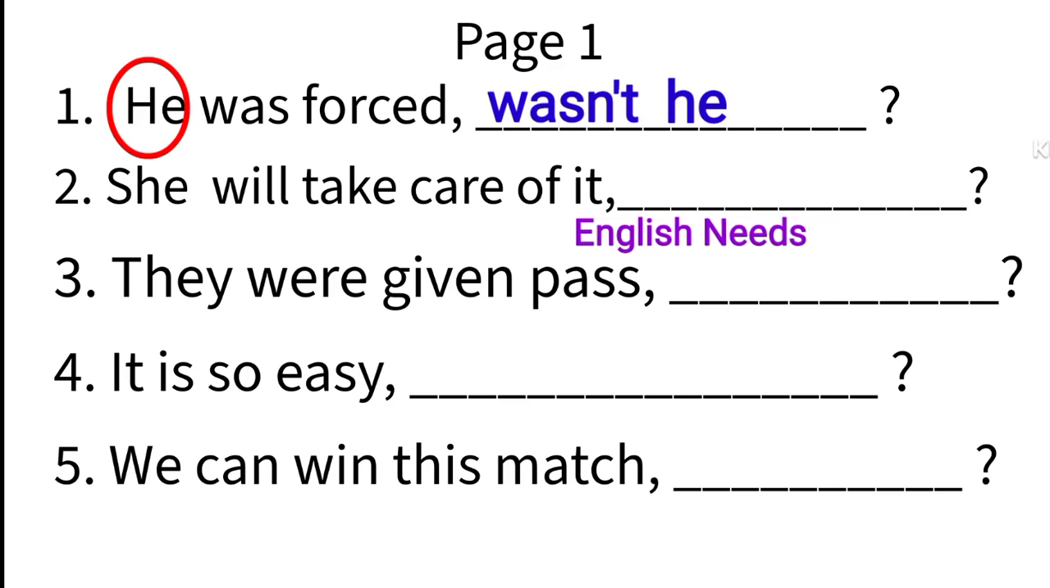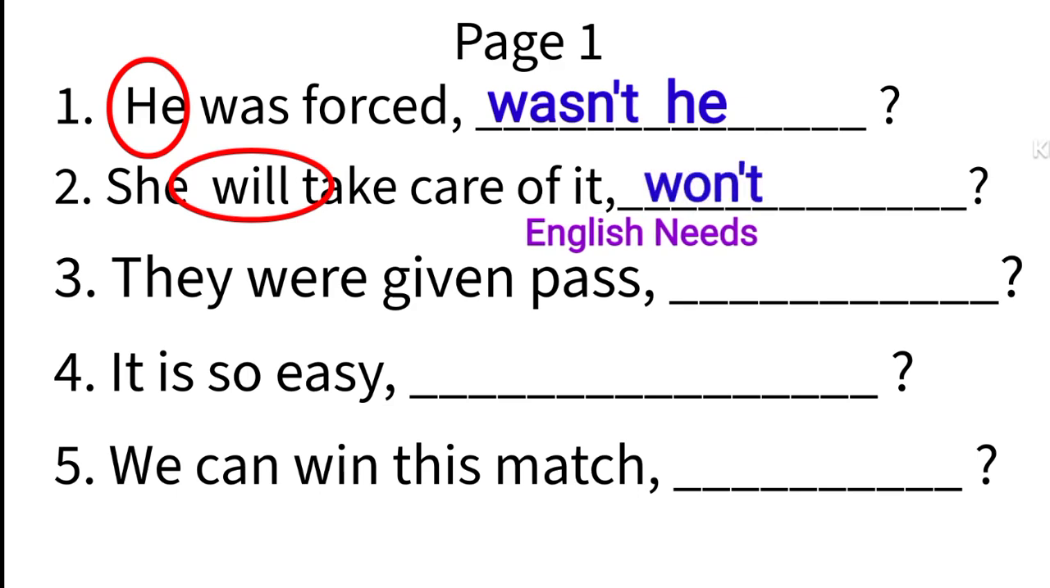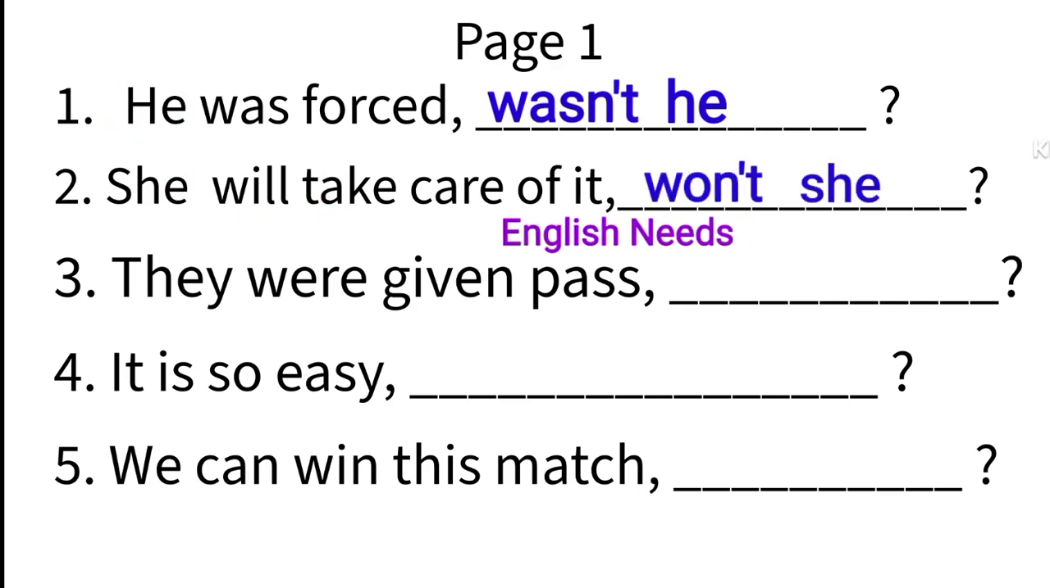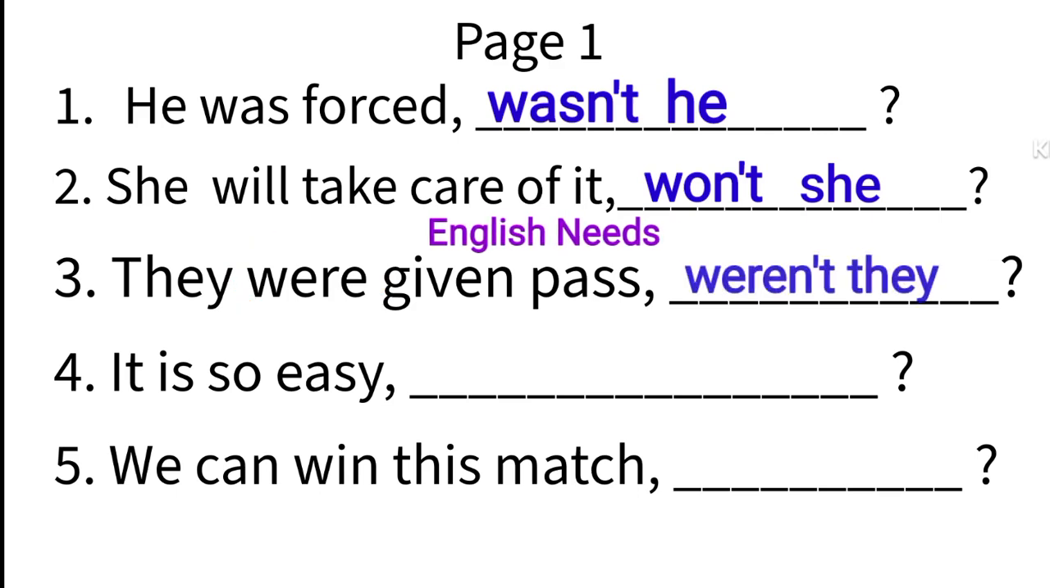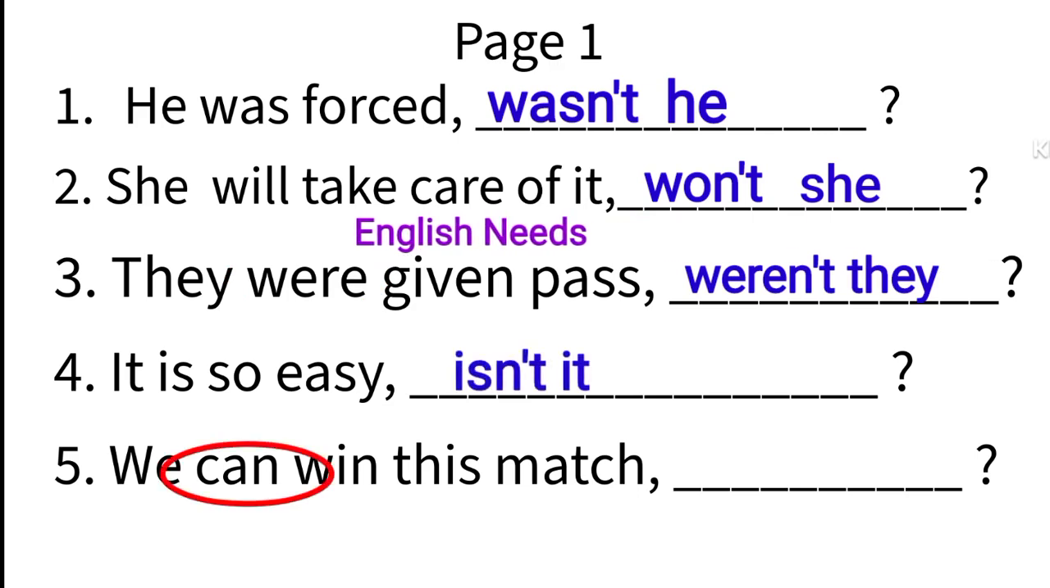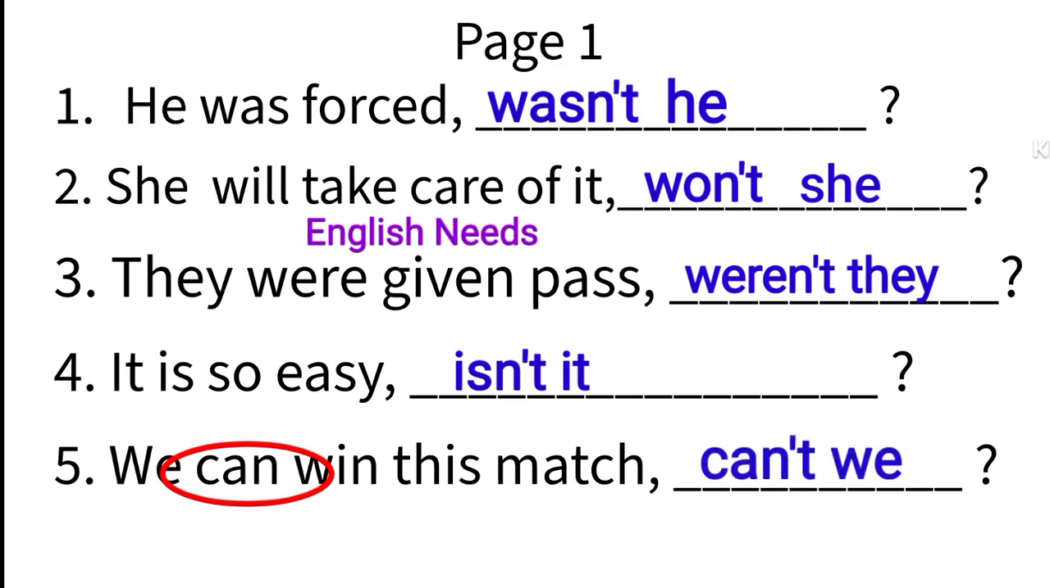In the second sentence, will becomes will not, that is won't, and the subject she is kept as it is. In the third sentence, were is made weren't and they is kept as it is, weren't they. The tag for the fourth sentence is isn't it. In the last sentence, can will become cannot and the short form is can't. We is kept as it is. It is so easy. I believe you have no doubt now.